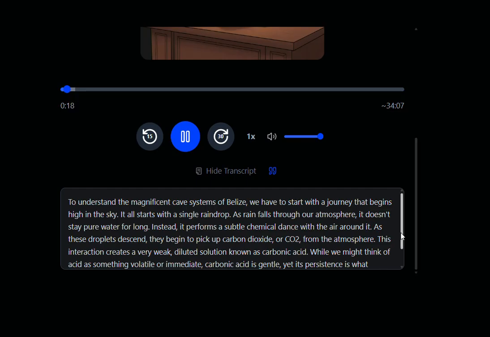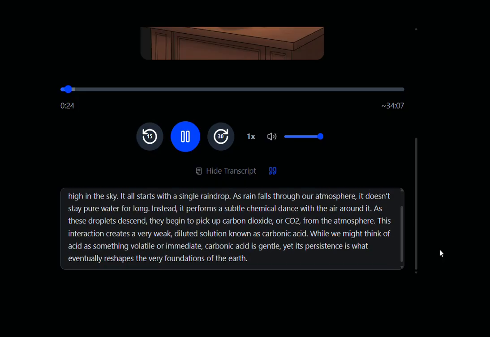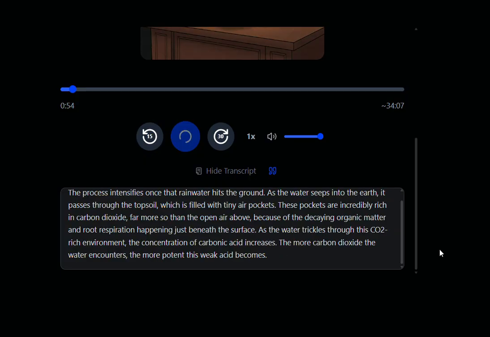It all starts with a single raindrop. As rain falls through our atmosphere, it doesn't stay pure water for long. Instead, it performs a subtle chemical dance with the air around it. As these droplets descend, they begin to pick up carbon dioxide, or CO2, from the atmosphere. This interaction creates a very weak, diluted solution known as carbonic acid. While we might think of acid as something volatile or immediate, carbonic acid is gentle, yet its persistence is what eventually reshapes the very foundations of the Earth.